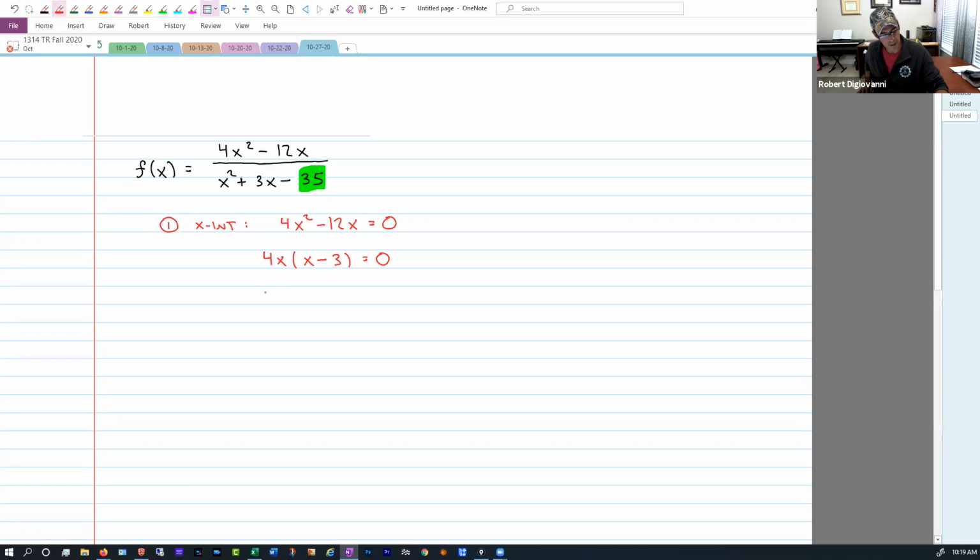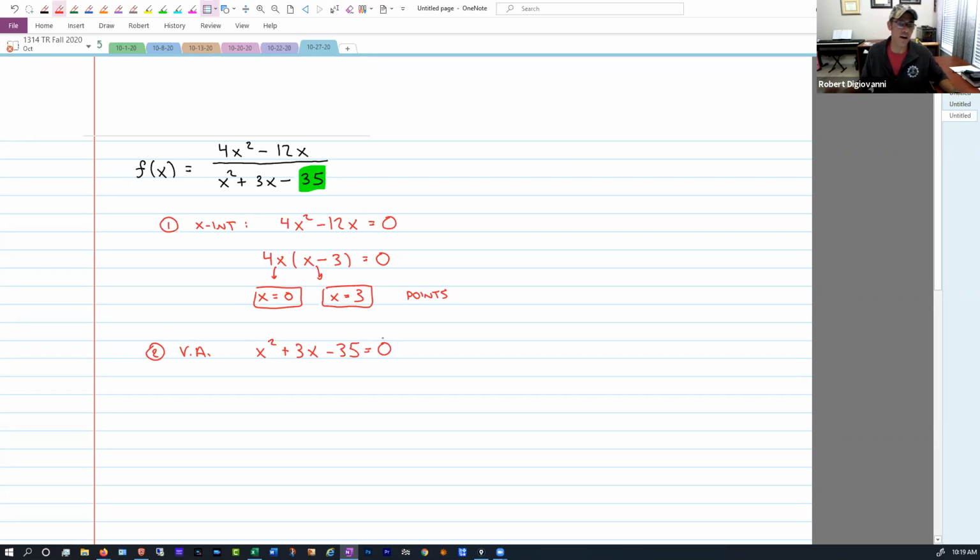Okay, so now we set these both equal to 0. You get two answers, 0 and 3. So you're just setting each of those equal to 0. Is that all right? Those are points on our graph. And now we move on to the next step, which is the vertical asymptotes. For the vertical asymptote, we're going to take the denominator and set it equal to 0.